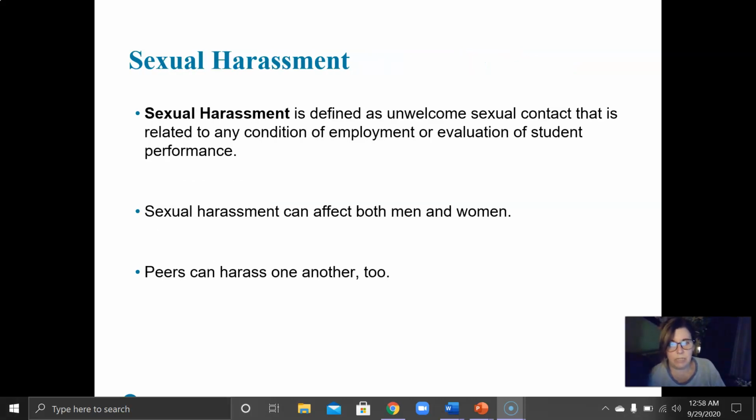Sexual harassment is defined as unwelcome sexual contact that is related to any condition of employment, education, or performance evaluation. Sexual harassment can affect both men and women. Most schools and companies have sexual harassment policies in place, as well as procedures for dealing with those harassment problems. Peers can harass one another too. If something doesn't feel right to you, you don't have to tolerate it. There are things that you can do.